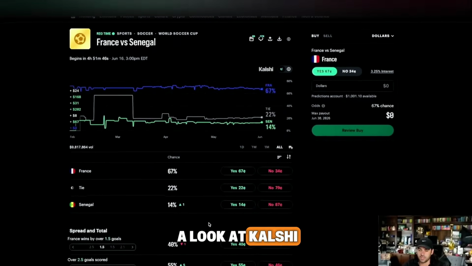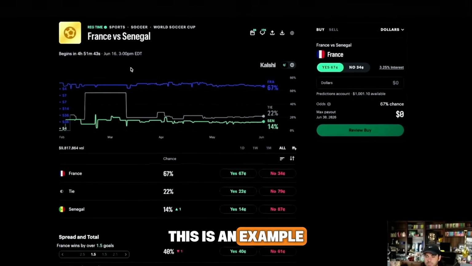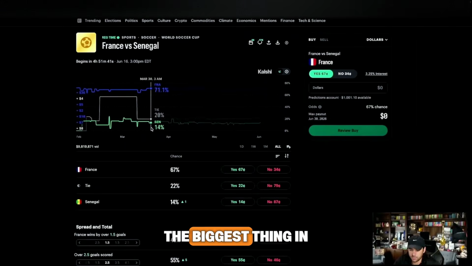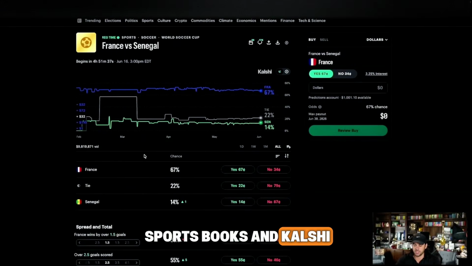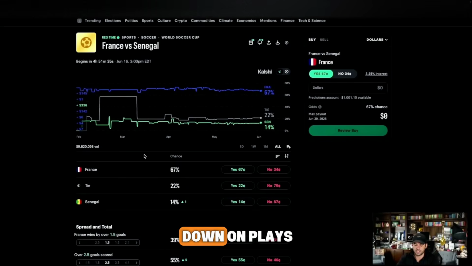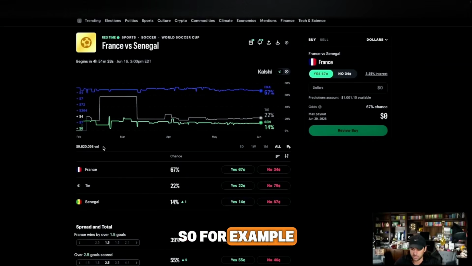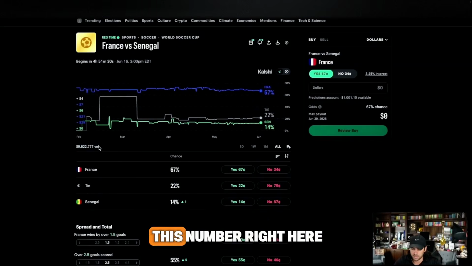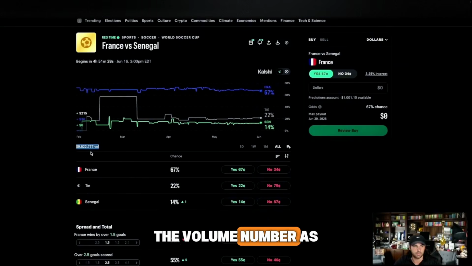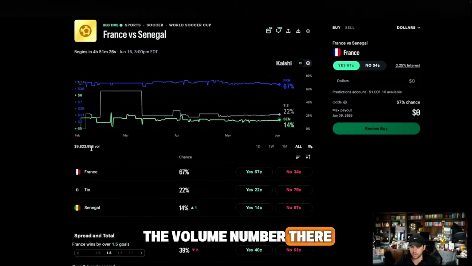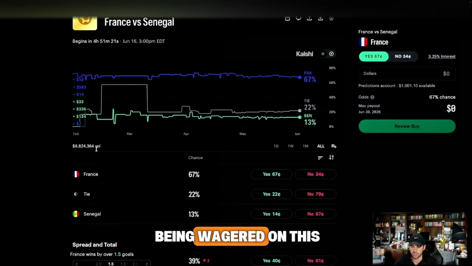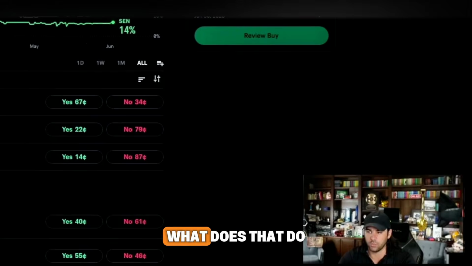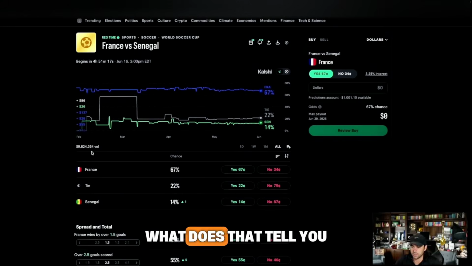Now if we take a look at Kalshi right now, this is an example of the France versus Senegal game. The biggest separation between the sportsbooks and Kalshi is the amount of money you can get down on plays. For example, if you look right here, I'm going to highlight the volume number. As you can see, there's almost $10 million being wagered on this matchup. Now what does that do? What does that $10 million tell you?